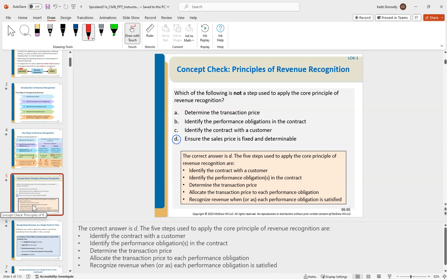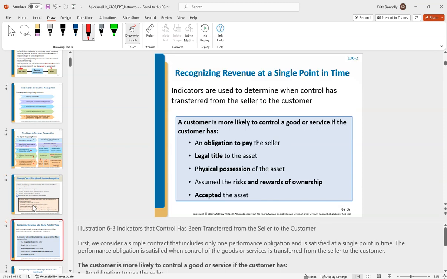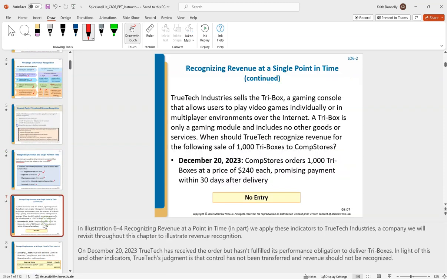Okay, there's an MCQ there. You can look at that. A couple things they say here: we're going to need to focus on when control has transferred. Here is the inventory for the sale. What are some indicators that could tell us that control has passed? Well, they have an obligation to pay us. Legal title has changed. Physical possession has changed. They now have the risks and rewards of ownership. If this thing blows up, it's on them. They deal with it. They've accepted the asset.